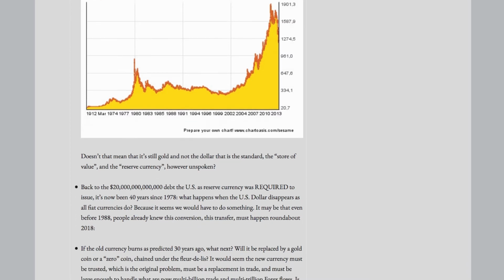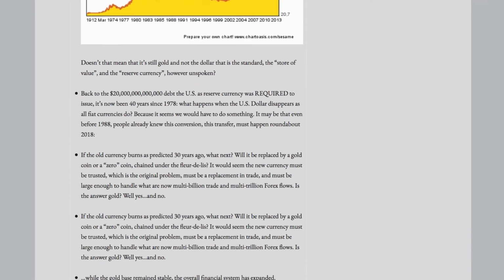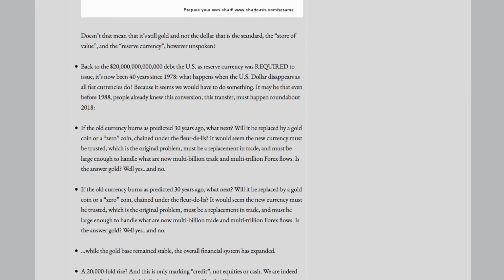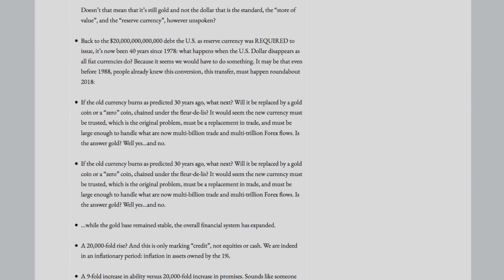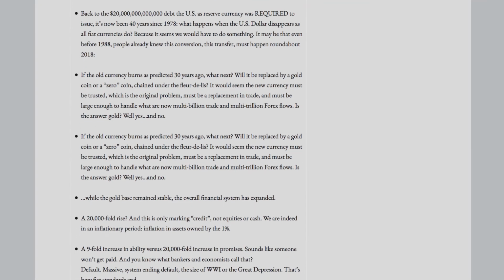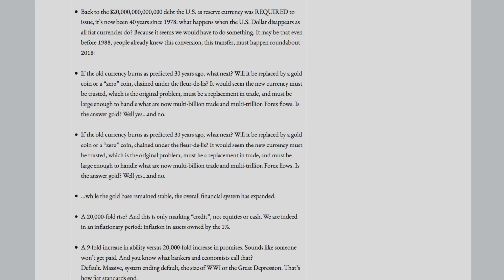Back to the $20 trillion in debt the U.S. as reserve currency was required to issue. It's now been 40 years since 1978. What happens when the U.S. dollar disappears, as all fiat currencies do? Because it seems we would have to do something. It may be that even before 1988, people already knew this conversion, this transfer, must happen round about 2018. If the old currency burns as predicted 30 years ago, what next?